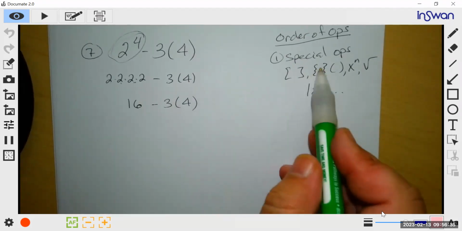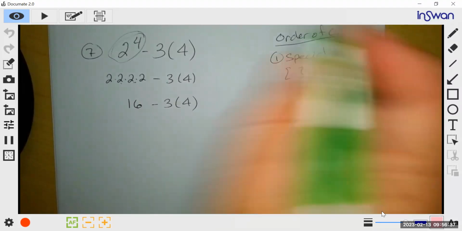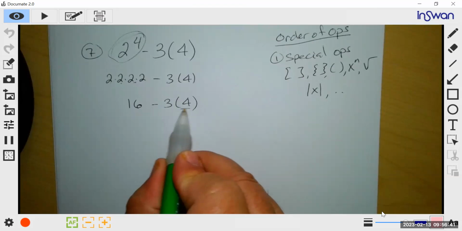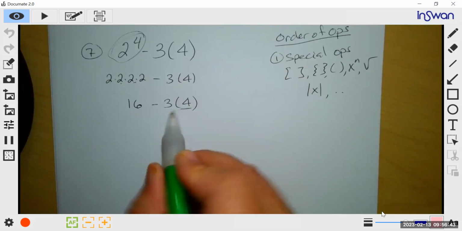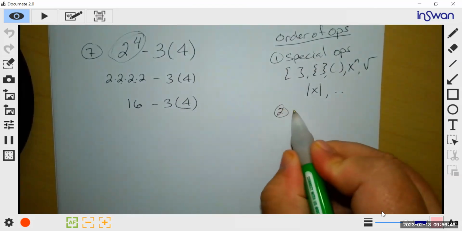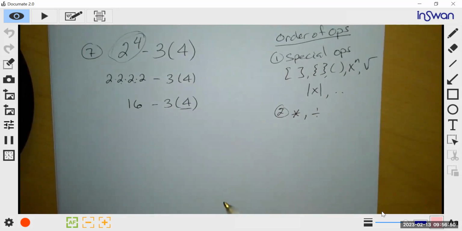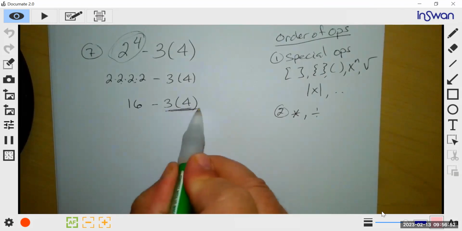Okay, we've done this. Now, second, do we repeat the process? Are there any special operations? But can we do anything inside the parentheses? No, so that's done. Next, we do multiplication, division. Are there any multiplications or divisions here? Yeah, here's multiplication right here.